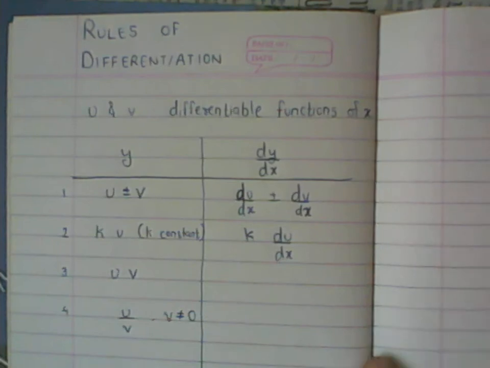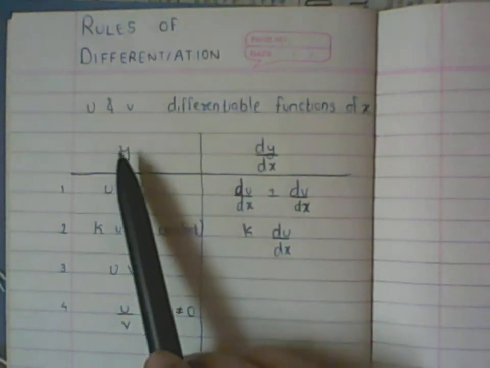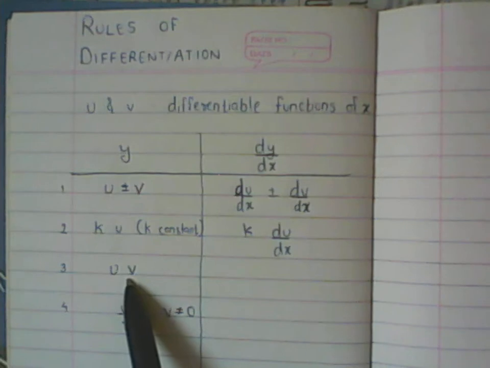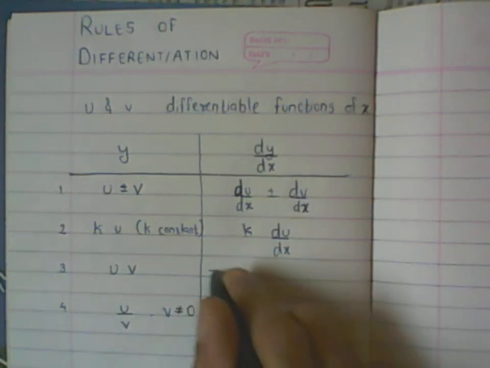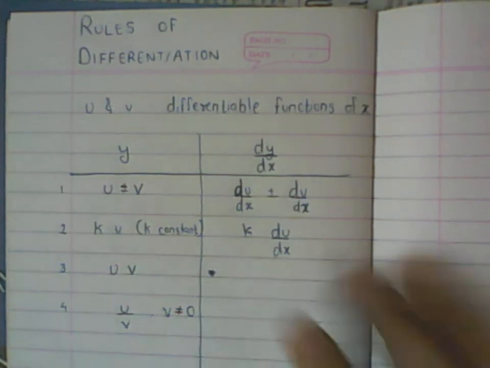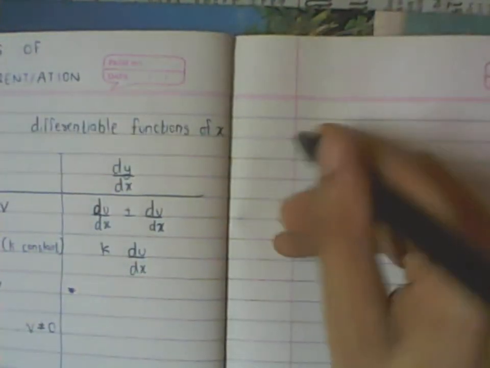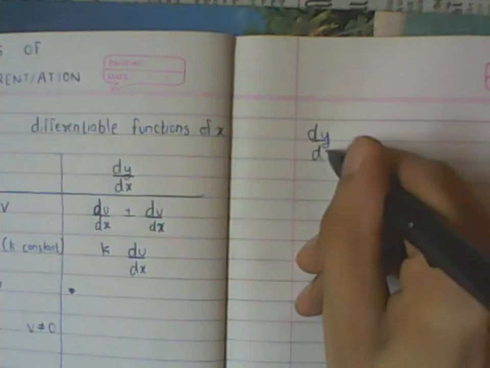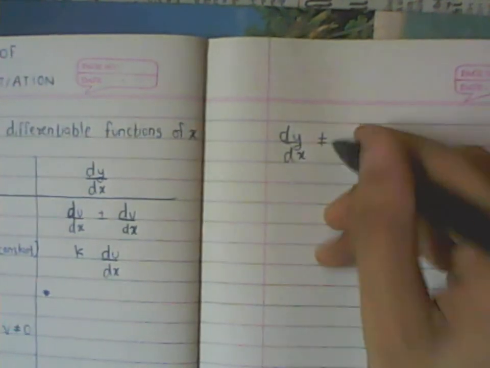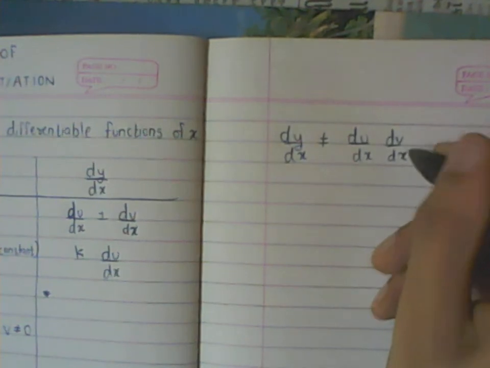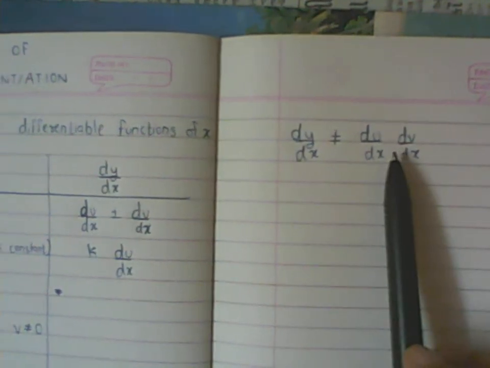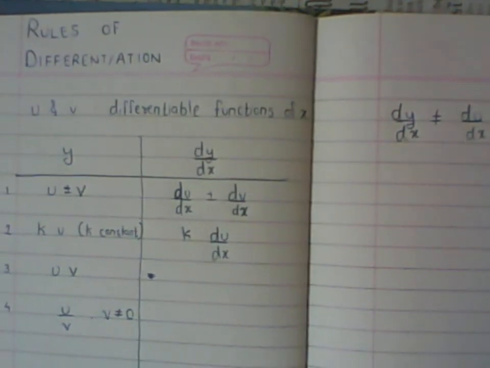Now comes the interesting part. If you have your function y as a product of two functions u and v, its derivative is not the product of the individual derivatives. I would write it here. In that case, the derivative dy by dx is not equal to du by dx multiplied by dv by dx. This is not the case. So what is the derivative actually? The derivative is something like this.